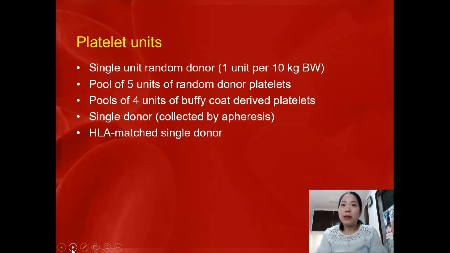Now again, your platelet units can be taken from a single unit random platelet, from a pool of 5-unit random platelets, or the Buffy-Coat derived platelet. This is another way of getting platelets. Aside from your platelet-rich plasma, you can have a Buffy-Coat derived platelet. You can also have your single donor or platelet pheresis collection. And of course, the HLA matched single donor.